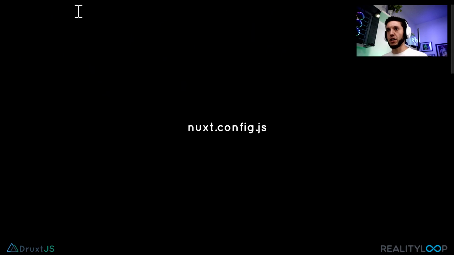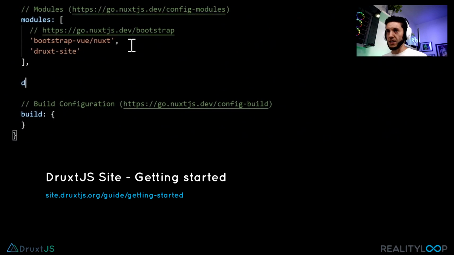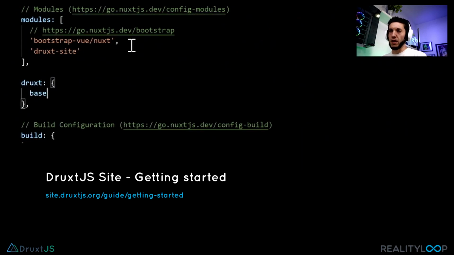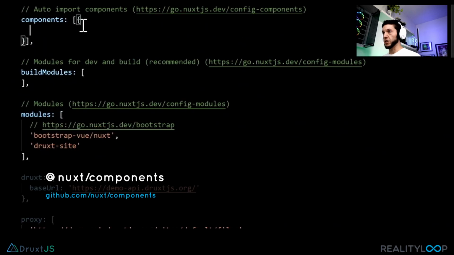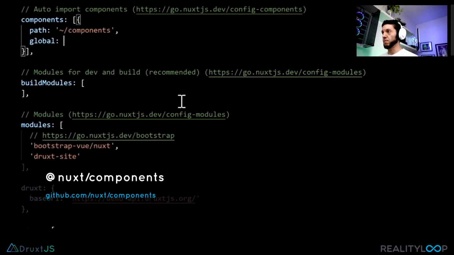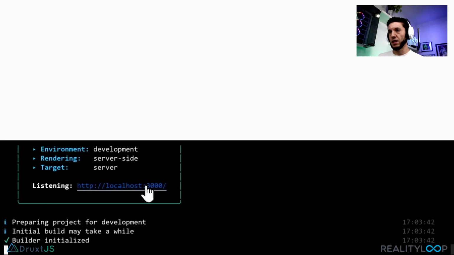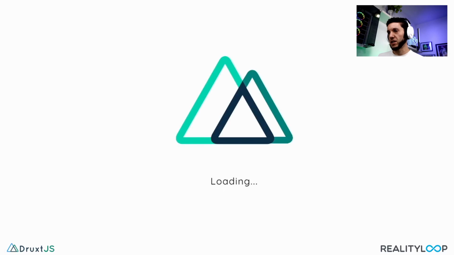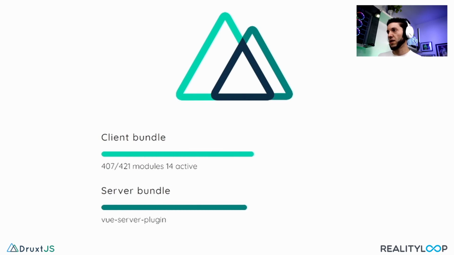So I'll jump into the configuration. If we open up the Nuxt config file, all I need to do is add the Druxt Site module and our Druxt configuration, which is just the base URL, the domain for our backend. We'll also go ahead and set up the Nuxt proxy so that our images will work correctly. And lastly, I just need to set the components directory to global for Druxt's theming system. And that's it. I'll spin that up and we can take a look here at our Nuxt application, and that's building the bundles required to serve up our front end.